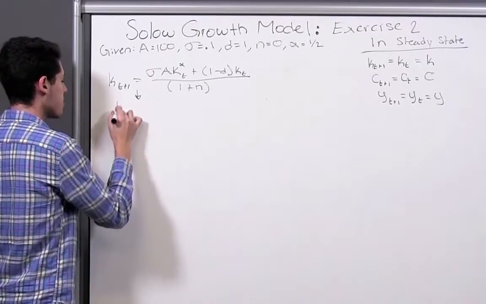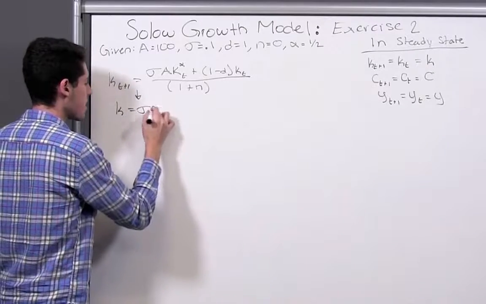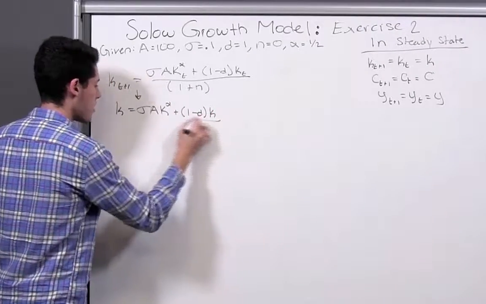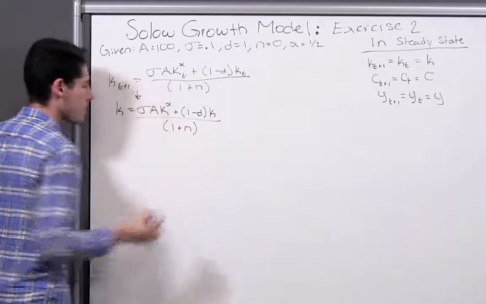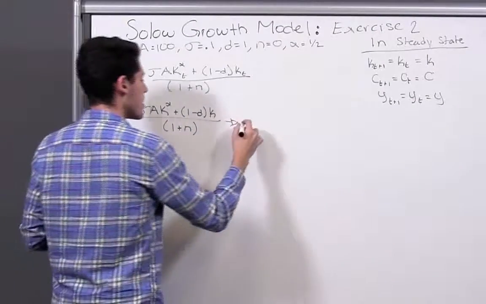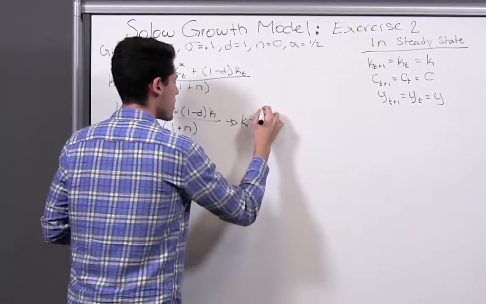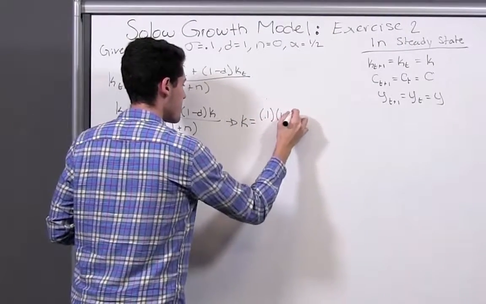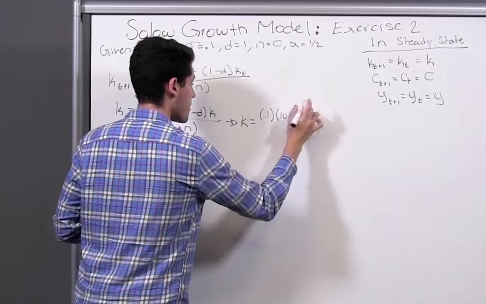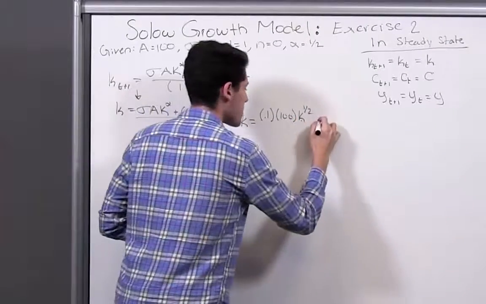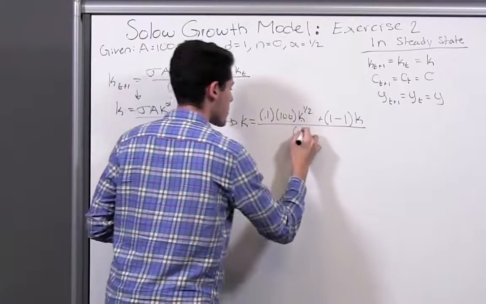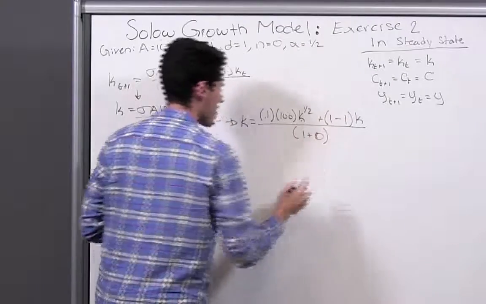So let's rewrite it as k is just equal to s A k to the alpha plus 1 minus d k, all of that over 1 plus n. All right? And from here, let's just plug in our parameter values that are given to us. So k is going to be equal to 0.1 times 100 times capital to the 1/2 plus 1 minus 1 capital, all of that over 1 plus 0, like that.